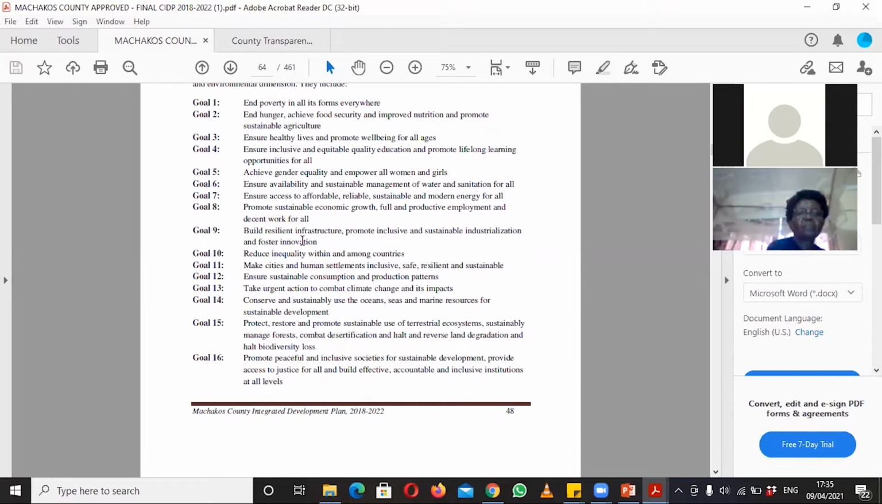Goal 9, build resilient infrastructure like roads and buildings, promote inclusive and sustainable industrialization and foster innovation. Goal 10, reduce inequality within and among countries. Goal 11, make cities and human settlements inclusive, safe, resilient, and sustainable. This is where we now even have the spatial plans, like even Machakos has, and also cities. You find all these goals incorporated one way or another in the different departments or ministries.